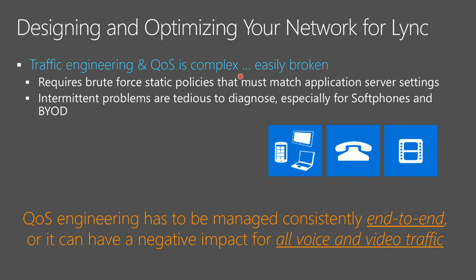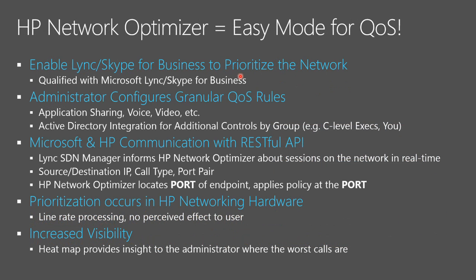to the WAN edge. And so what we've done is, we've been looking at this, and HP Networking has come up with a solution for this. We have an application called HP Network Optimizer. I'm going to call it Easy Mode for Quality of Service. So what we can do, with OpenFlow, SDN, and collaboration with Microsoft, is make this easy.